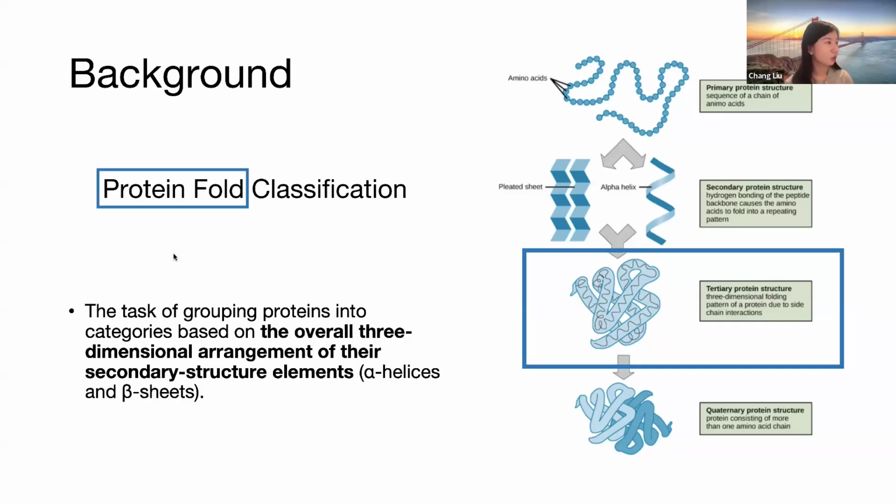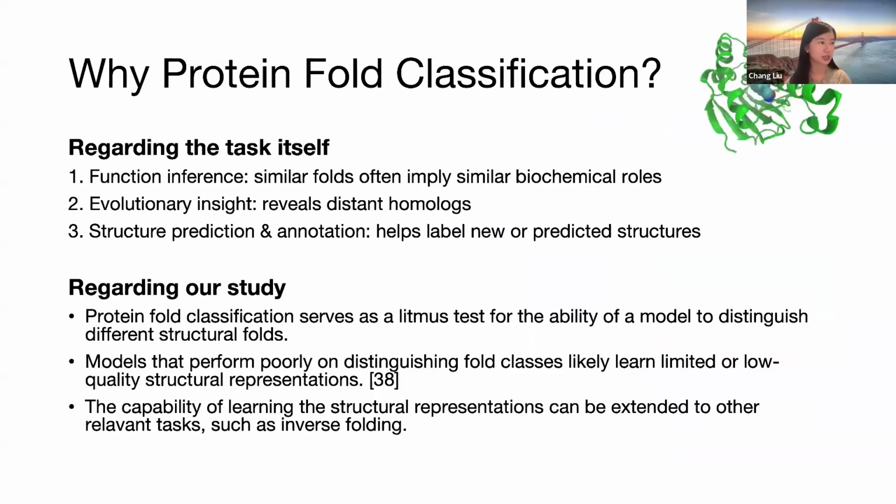You may ask why we focus on protein fold classification. From the task itself, protein fold classification is important because it links protein structure to function, evolution, and annotation, especially when sequence similarity alone is insufficient. And from the perspective of our study, we hope our proposed method can be extended or validated on not only protein fold classification, but also other relevant tasks like inverse folding.